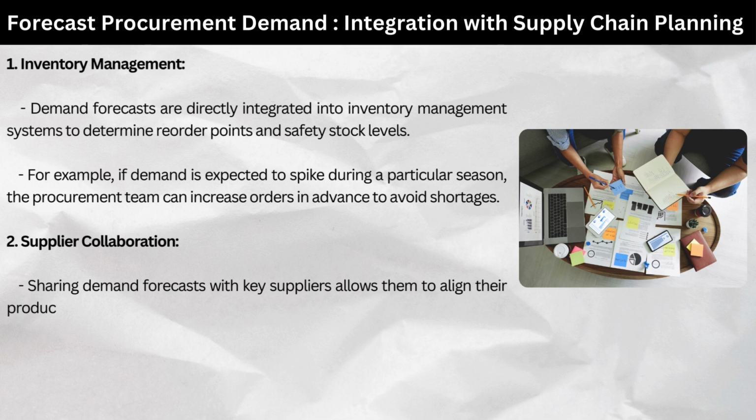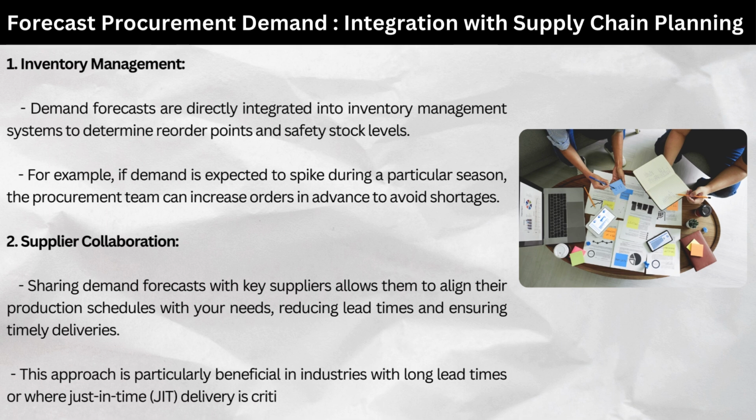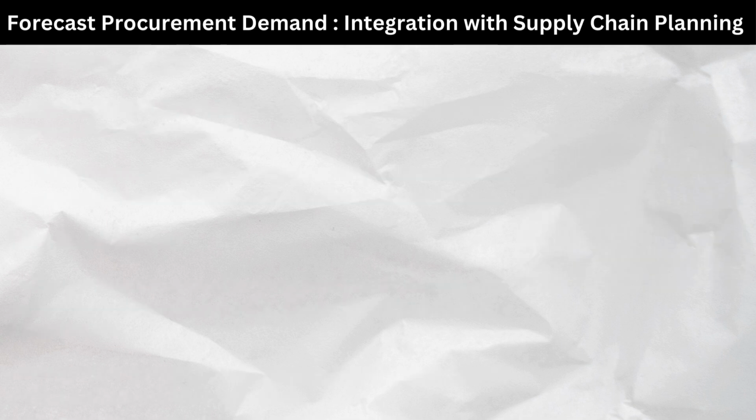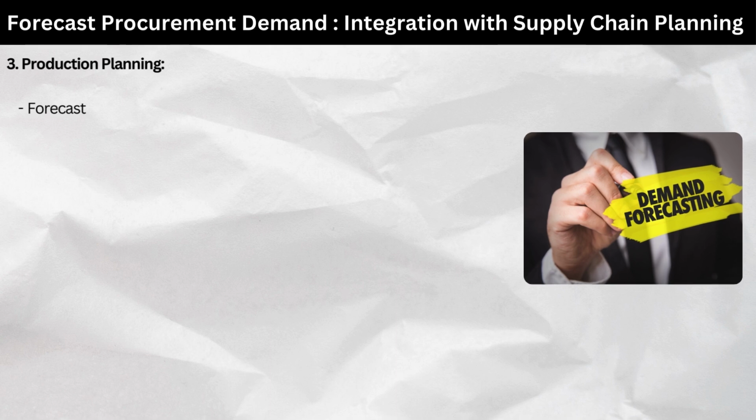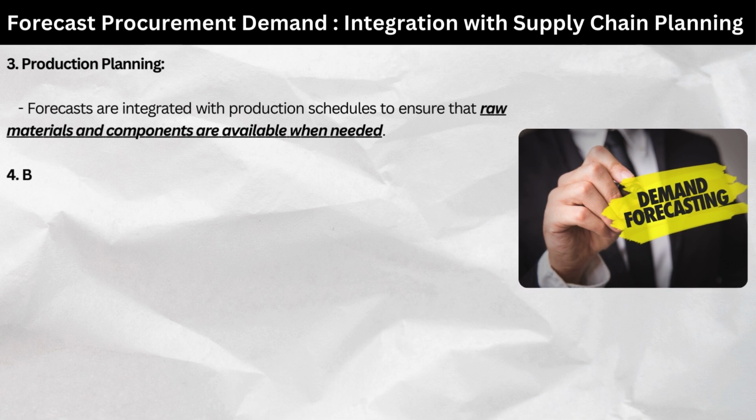Sharing demand forecasts with key suppliers allows them to align their production schedules with your needs, reducing lead times and ensuring timely deliveries. This approach is particularly beneficial in industries with long lead times or where just-in-time (JIT) delivery is critical. 3. Production planning: forecasts are integrated with production schedules to ensure that raw materials and components are available when needed.